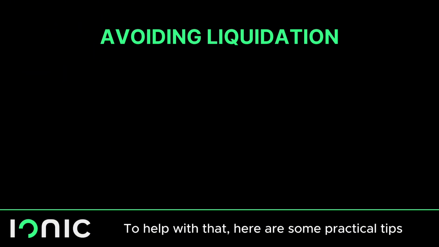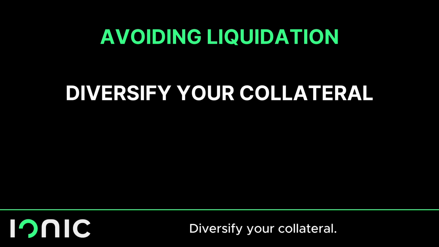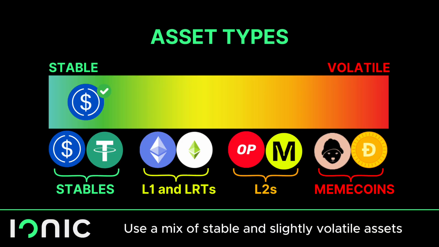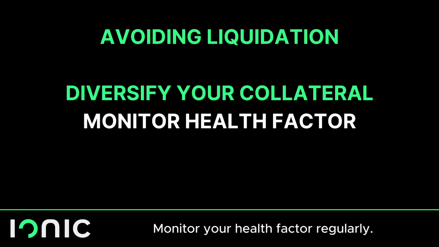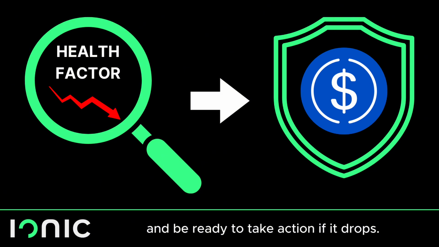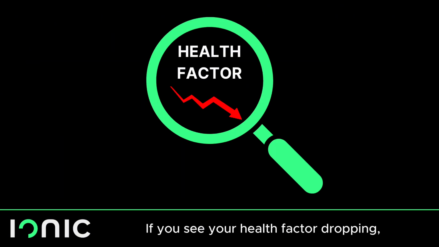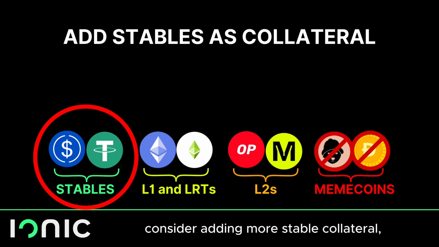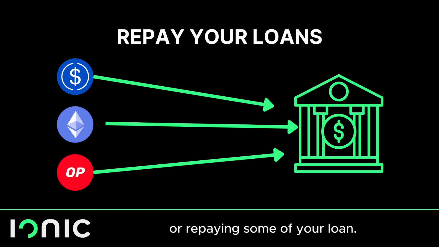To help with that, here are some practical tips to keep your health factor up and avoid liquidation. Diversify your collateral. Use a mix of stable and slightly volatile assets to balance your risk. Monitor your health factor regularly. Keep an eye on your health factor and be ready to take action if it drops. Adjust your collateral. If you see your health factor dropping, consider adding more stable collateral, enabling more assets as collateral, or repaying some of your loan.